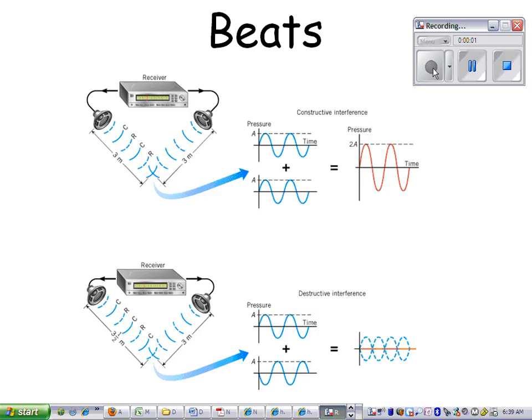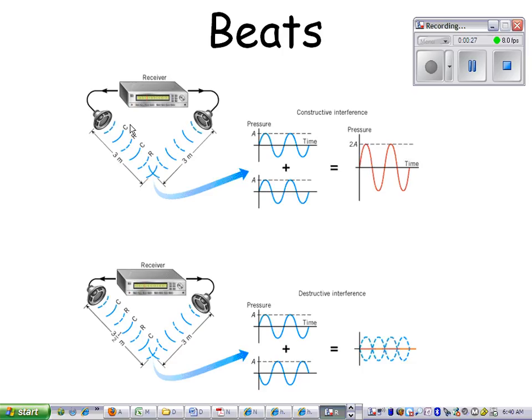In this particular lecture, we're going to discuss beats. An example of beats is when two speakers play and their wavelengths are slightly different. The frequencies are slightly different, and we hear this wavering sound. We hear a wavering sound due to the constructive and destructive interference occurring at the same point.